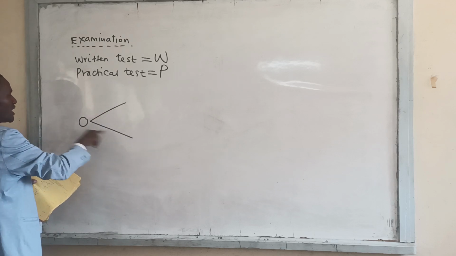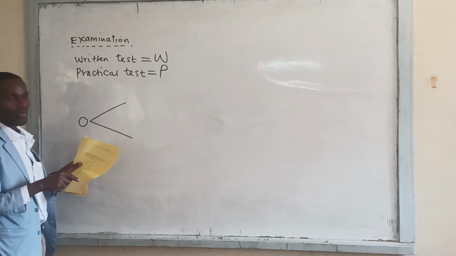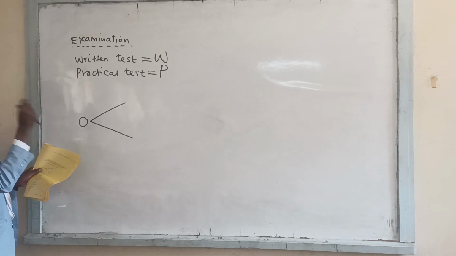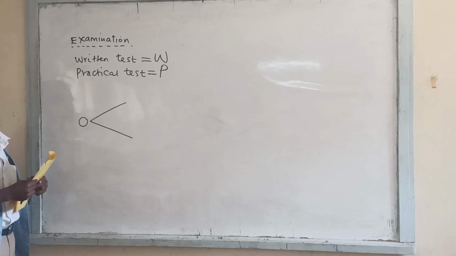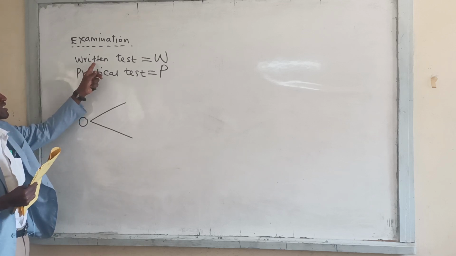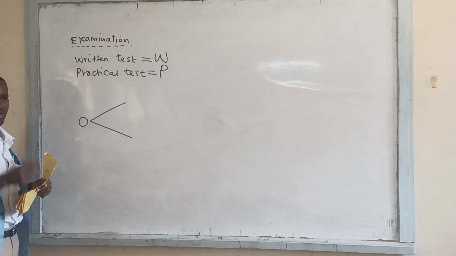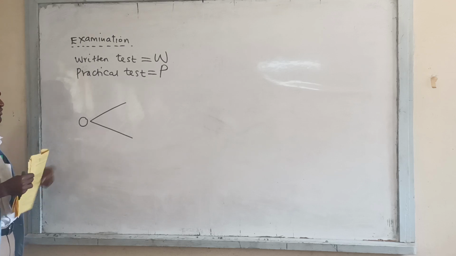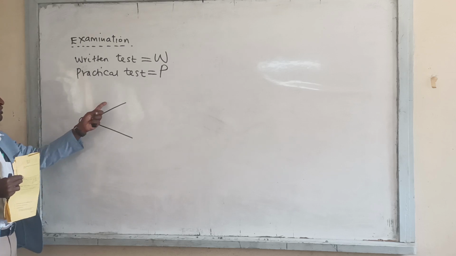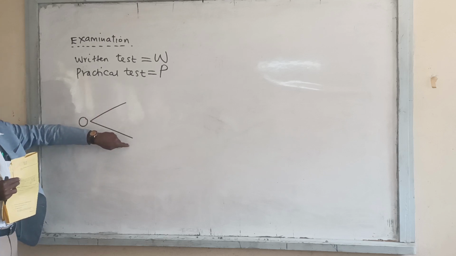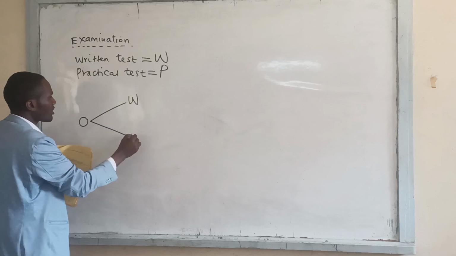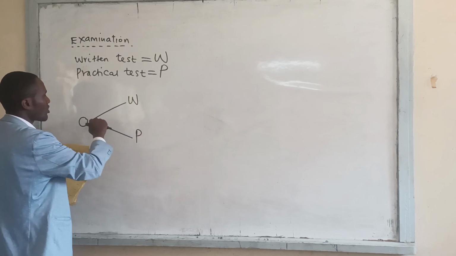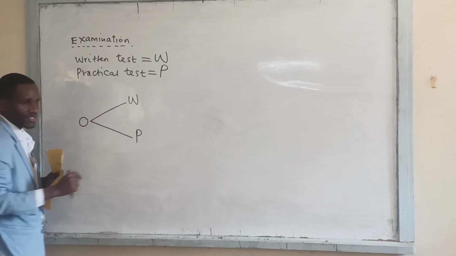The branches we come up with in this tree diagram depend on the number of outcomes expected here. We have two very important aspects to consider: the written test and the practical test. So we only have two important branches from the origin, representing the written test and the practical test. I'll say this is W and this is P.